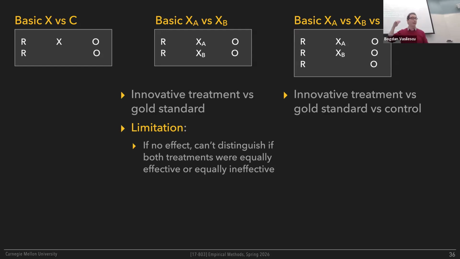Yeah, so the middle one, one disadvantage is there on the slide. If there is no difference, then you don't know if the two treatments were equally effective, which is why there's no difference, or equally ineffective, which is why the third design is better, because it allows you to differentiate between those two. Okay, make sense?